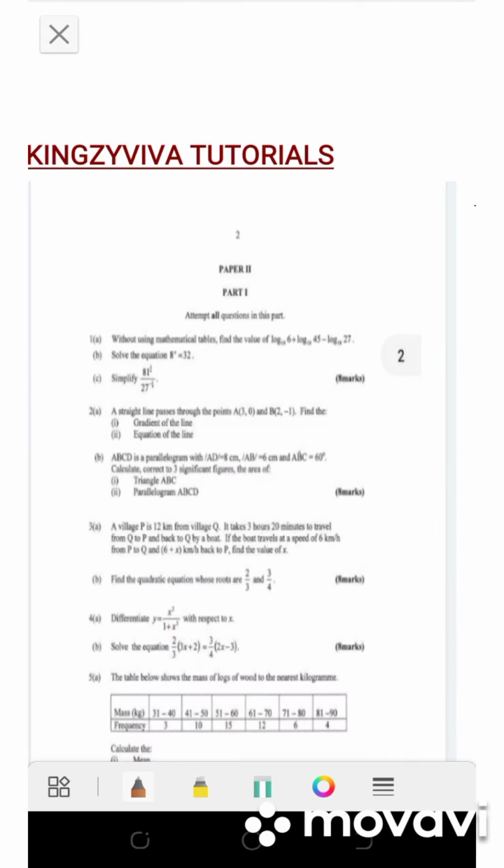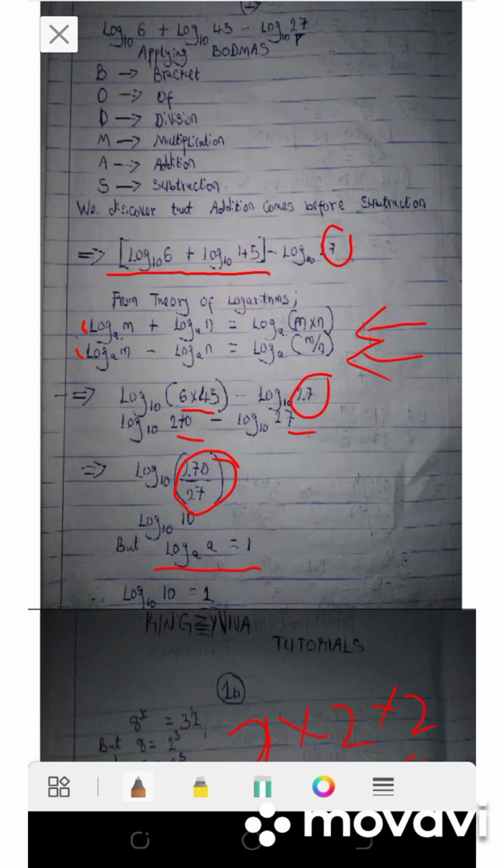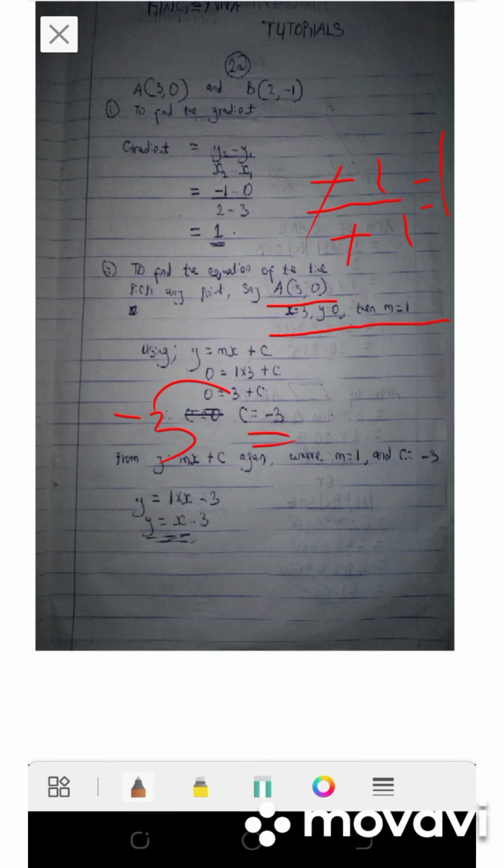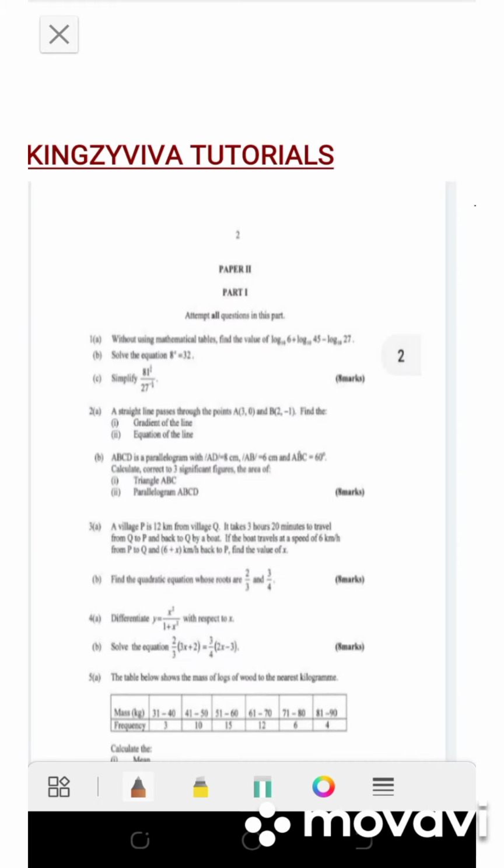And then the angle ABC is 60 degrees. Angle ABC is 60 degrees. Then we're told to calculate to 3 SF the area of triangle ABC and the area of the parallelogram ABCD.